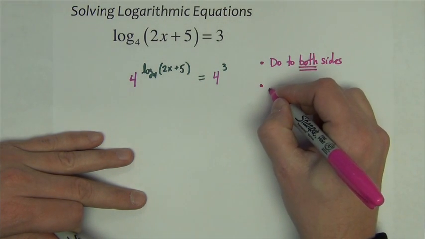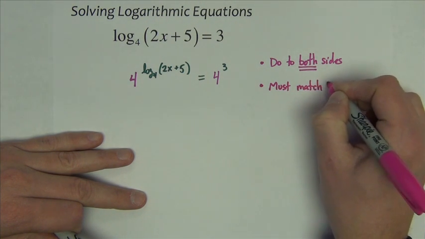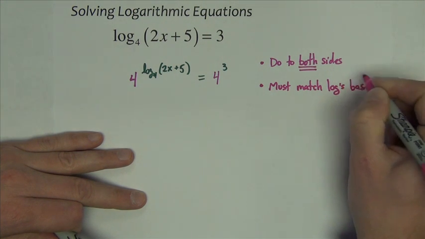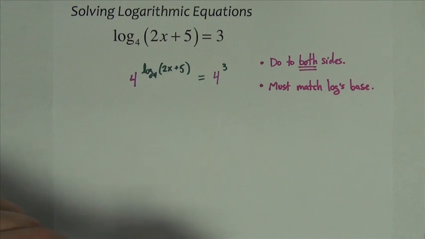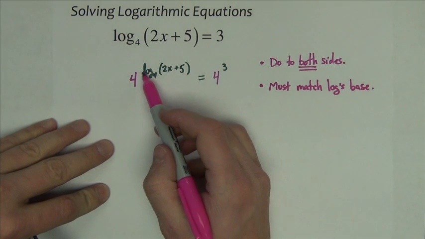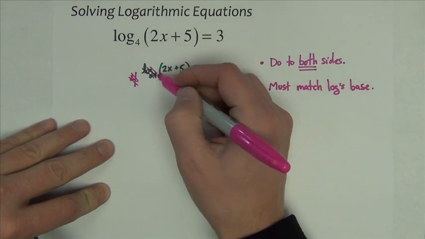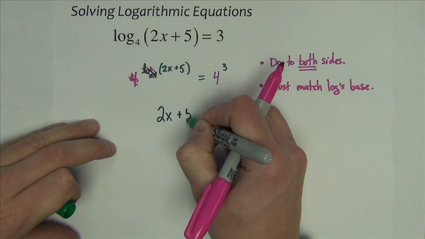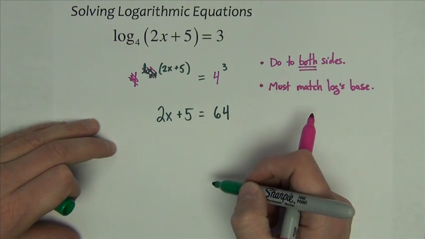Okay, and the base must match the log's base. Okay, if you do not do those two things, this will not work. It's not correct mathematics if we do not do those two things. Okay, so 4 raised to log base 4, what happens here is that those cancel out. So now we have just 2x plus 5 equals 4 cubed, which can be evaluated to be the number 64.